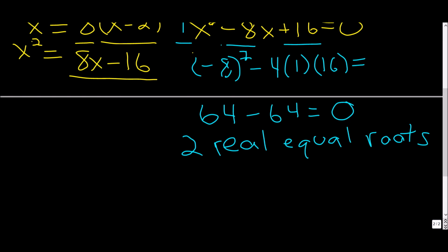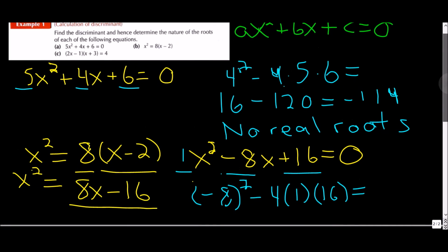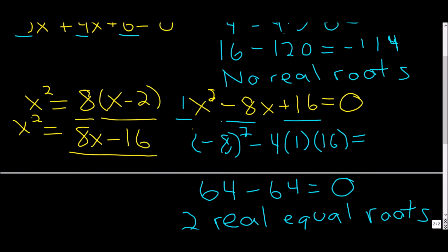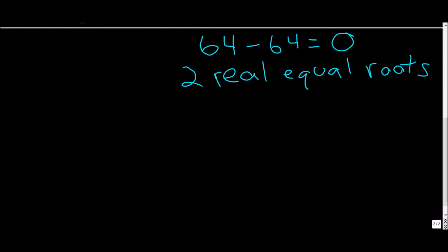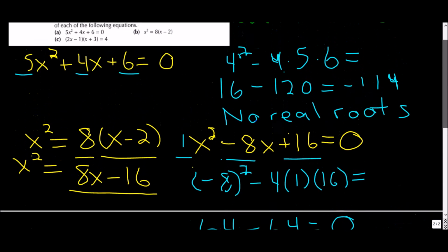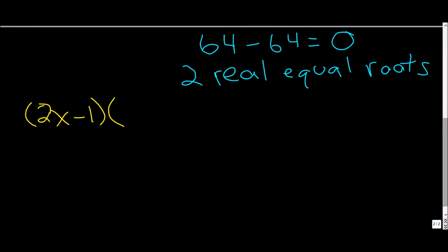And lastly, we have 2x minus 1 times x plus 3 equals 4. So let's go through that. So we get (2x minus 1)(x plus 3) equals 4. So, sort of like the other problem, we have to do work before we can go ahead and find our discriminant. This is not set up in the standard way. So, in order to do that, we are going to do a little work right off the bat.